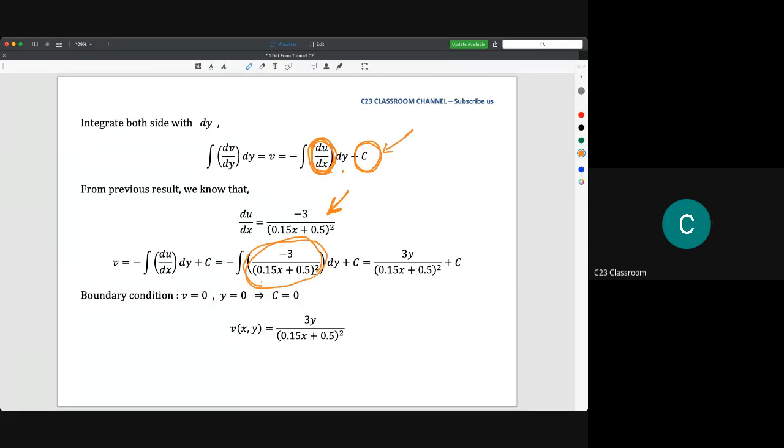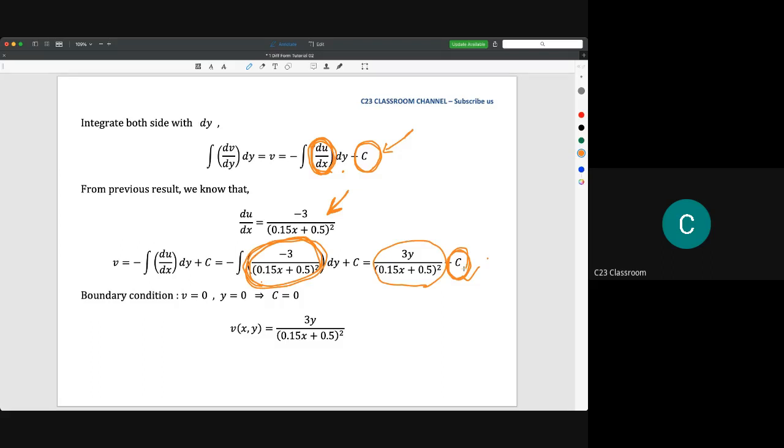Then we integrate by using dy. Because we don't have any y terms in this term, it becomes 3y over (0.15x + 0.5) squared plus constant. This constant needs to be determined. Please be careful: if you have a constant from the integral, please determine the constant from the boundary condition. A few questions from our tutorial show how to calculate the constant from the boundary condition. So what is the boundary condition?